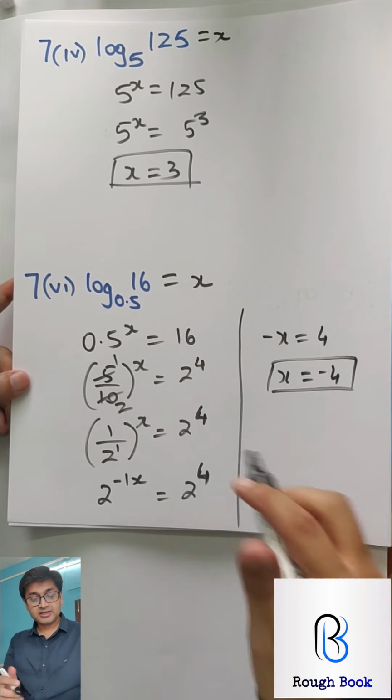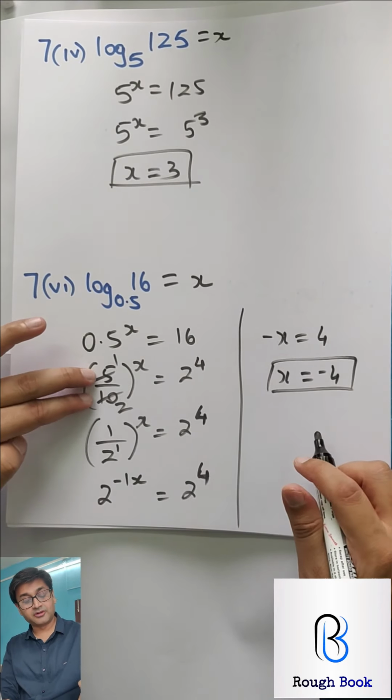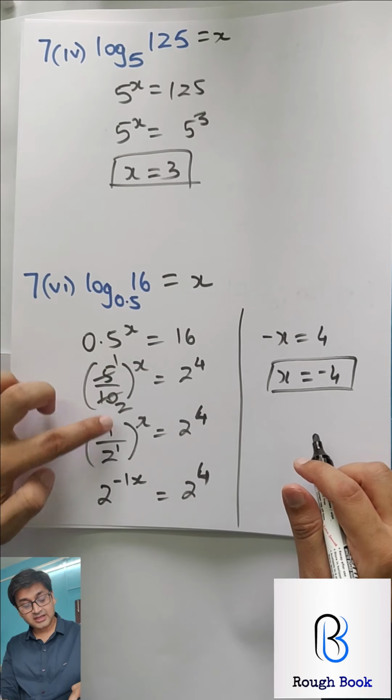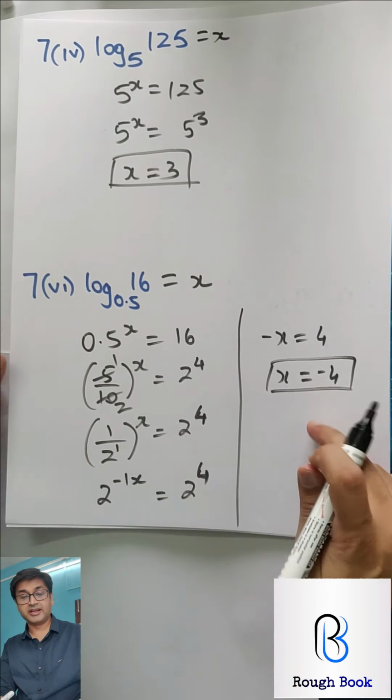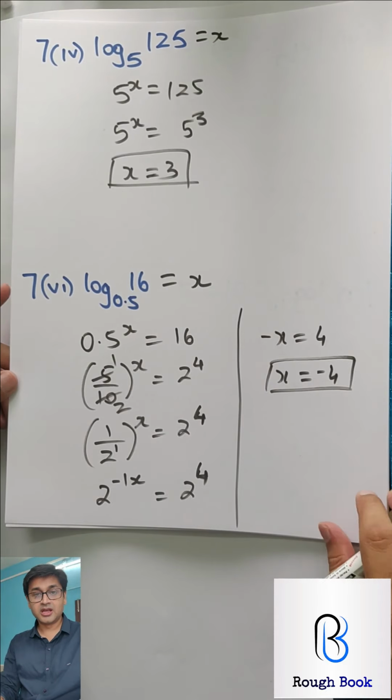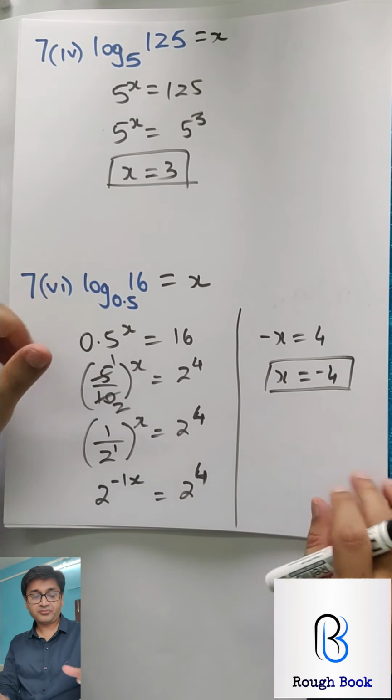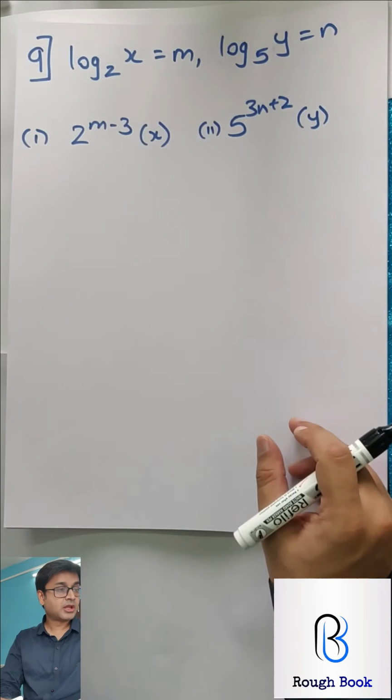It was a trick. They said 0.5, so you have to convert it to 5 by 10, cancel, and then you get 2, bring it up, and then you can say bases equal, index equal. So there was a trick in this one. How many managed to get it? Genius. Good job.